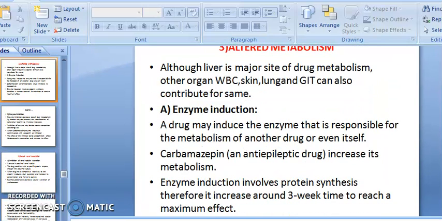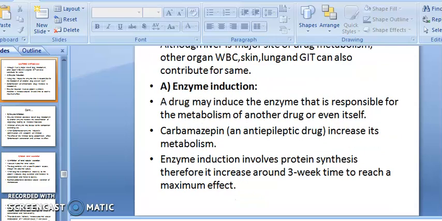Then altered metabolism. There is an alteration of metabolism, which means there is a change in metabolism. Although the liver is the major site of drug metabolism, other organs like WBC, skin, lung and GIT can also contribute. These are the metabolic sites where your drug gets metabolized. It means there is a conversion of one form to another form.